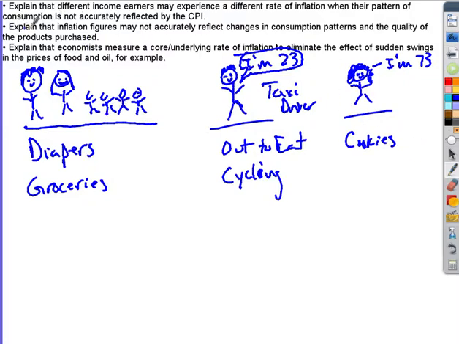Next one, explain that inflation figures may not accurately reflect changes in consumption patterns and the quality of the products purchased. Let's do another picture here. So this is a car. Not a very good one, but it's a car. Let's say that this one was made, let's make that the front, it's a headlight. This one was made in 1950. Then we're going to have another car.